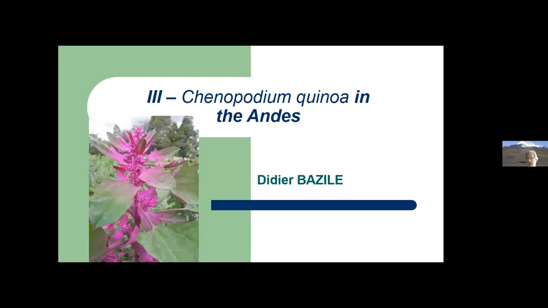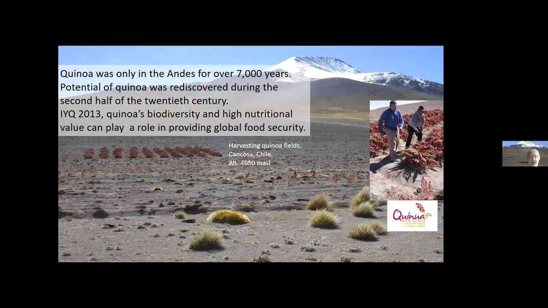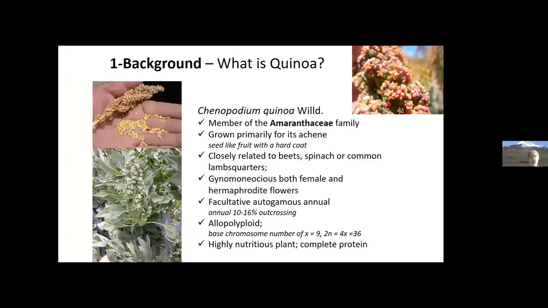If we go to the example of quinoa in the Andes, quinoa was only in the Andes for over 7,000 years. Its potential was rediscovered during the second half of the 20th century, and then in the International Year of Quinoa. Quinoa's biodiversity and high nutritional value can play a role in providing global food security. But what is quinoa? Chenopodium quinoa is from the Amaranthaceae family. It is grown for its achenes, and is closely related to beets, spinach, and common orache.